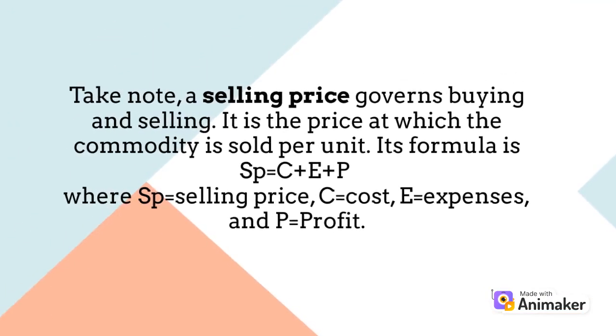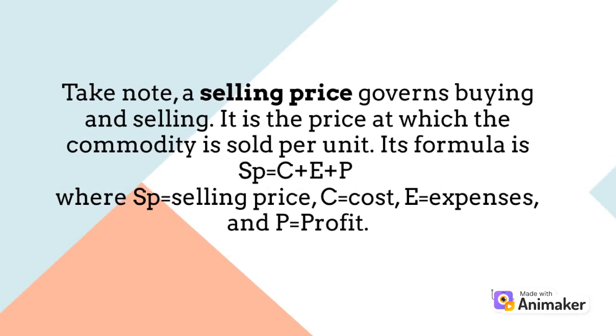Take note, a selling price governs buying and selling. It is the price at which the commodity is sold per unit. Its formula is S sub P is equal to C plus E plus P, where S sub P is the selling price, C is the cost, E for expenses, and P for profit.